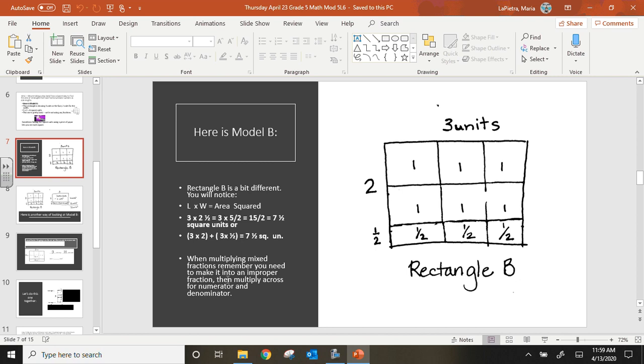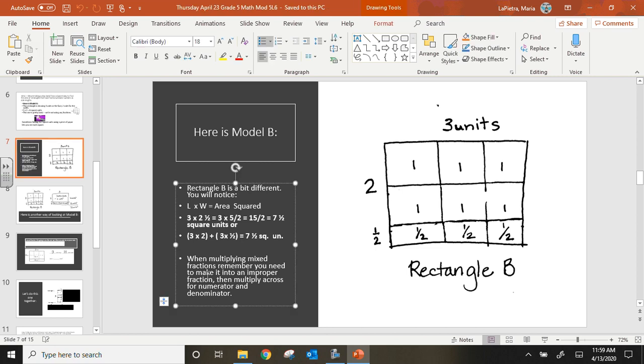So when multiplying mixed fractions, remember, you need to make your mixed numbers into an improper fraction first, then multiply across for your numerator and multiply across for your denominator.